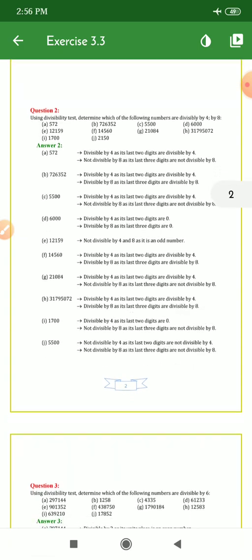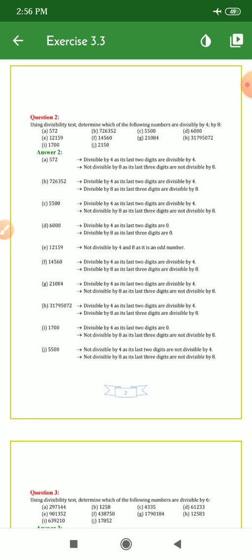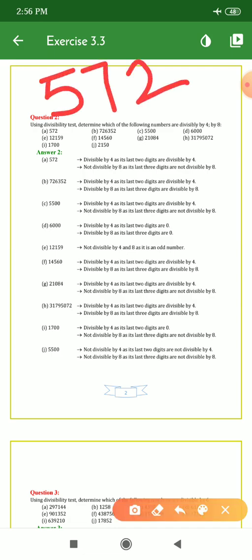Okay, same way I hope you all can do this. We will all have to complete the table. Now this is question number 2. Using divisibility test, determine which of the following numbers are divisible by 4 and by 8. I have already told you that to check divisibility of 4, check the last 2 digits. जैसे आपको number दिया है 572. Just read here: divisible by 4. आपको you have to write a statement also that it is divisible as the last 2 digits are divisible by 4, so the number 572 is divisible by 4.